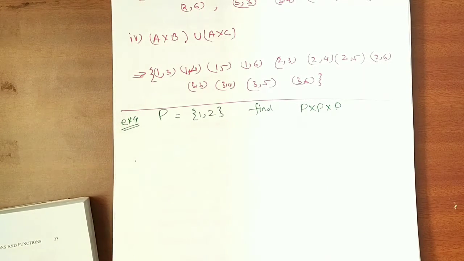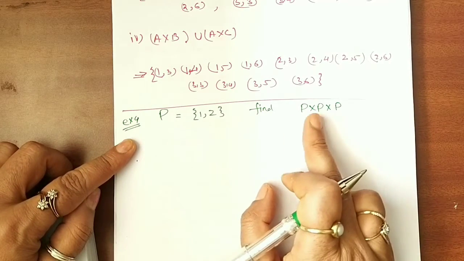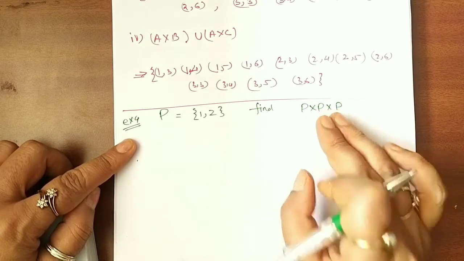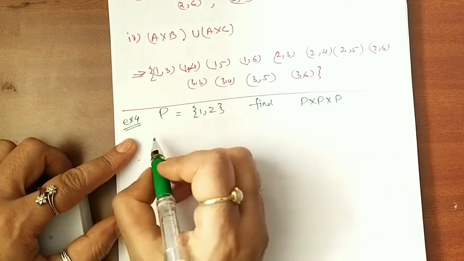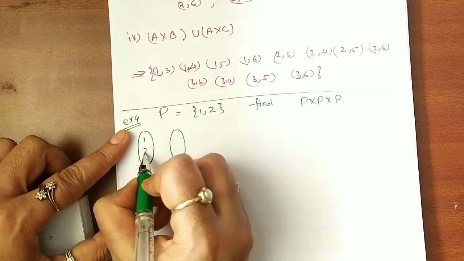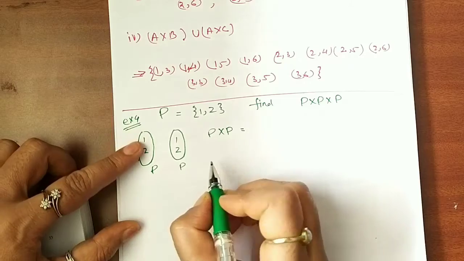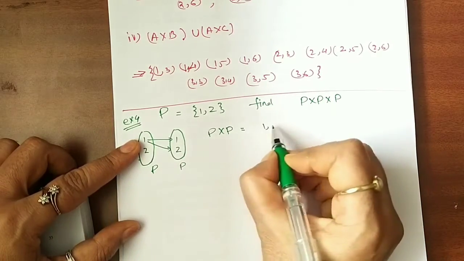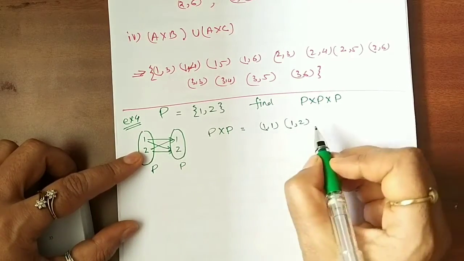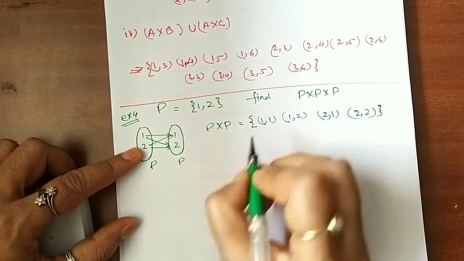So here is the fourth example. They are saying P is given. You have to find P cross P cross P. It means the ordered pairs of P cross P, and whatever you get, you need to make one more pair with P. Let me show you. Since they are making ordered pairs of P with itself, P is {1, 2}. So first of all, what will be P cross P? It will be (1,1), (1,2), then (2,1) and (2,2). So this is P cross P.